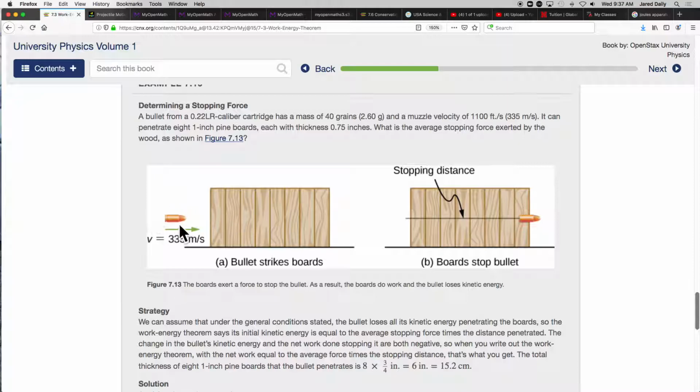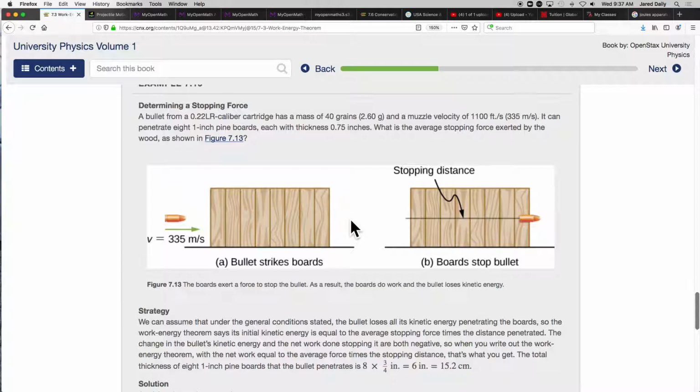So here we have a bullet that's flying through the air at 335 meters per second, which is just faster than the speed of sound. And it's going to hit this block of wood, right? It has a mass of 40 grains, which is 2.6 grams. The speed is 1,000 feet per second, which is 335 meters per second. It can penetrate 8 1-inch pine boards with a thickness of 0.75 inches. So they're called 1-inch boards, but they're only 3/4 of an inch thick. And they want to know the average stopping force exerted by the wood.